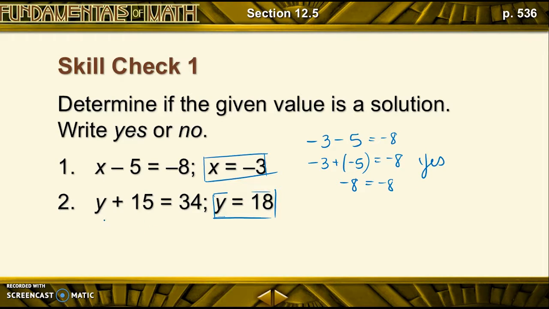Next up, we have 18 plus 15 equals 34. Well, 18 and 15, 8 and 5 is 13, carry our 1, that gives us 33. Is 33 equal to 34? No, it is not equal. And whenever you see an equal sign with a slash through it, just like that, that means not equal.